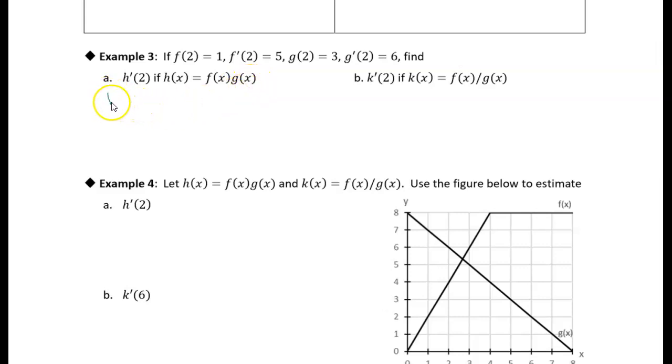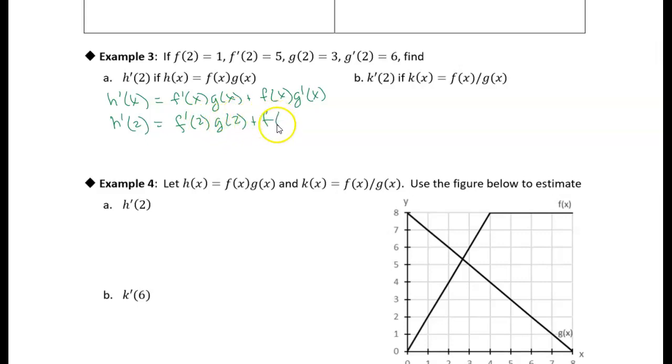All right. So if we want h prime of x, that's just the quotient, or sorry, the product rule. So it's going to be f prime of x times g of x plus f of x times g prime of x. And then we just need to substitute in the value 2, because we want h prime of 2. So I'm just going to substitute 2 for x: f prime of 2 times g of 2 plus f of 2, g prime of 2.